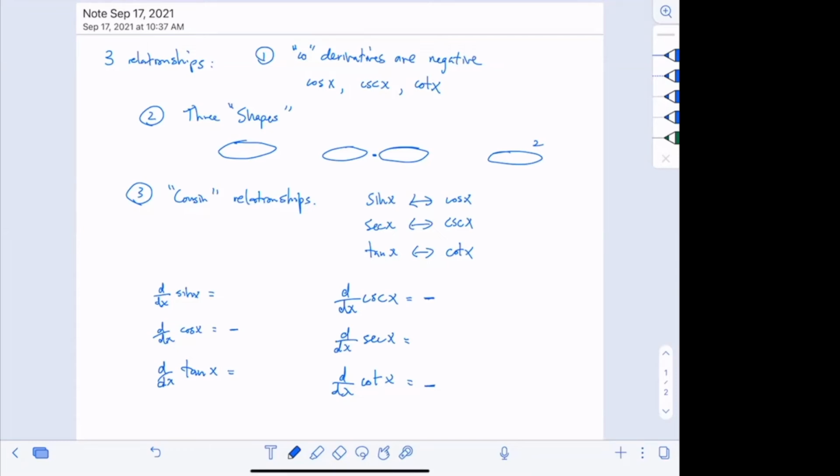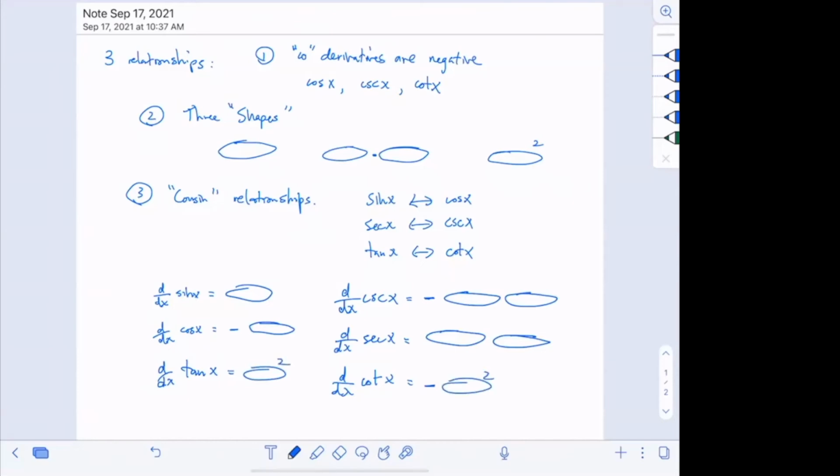There are 2 functions that have just a single trig function as their derivative. Those shapes are sine and cosine. There are 2 functions whose derivatives are the product of 2 trig functions, and those are cosecant and secant. And there are 2 functions that have that squared shape, and that's tangent and cotangent.